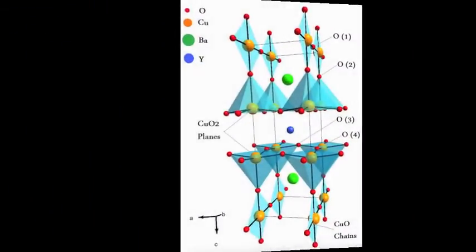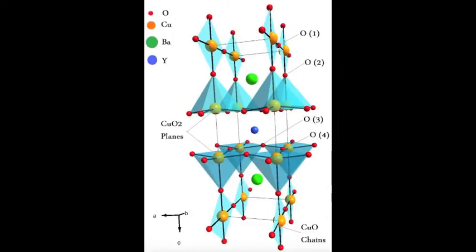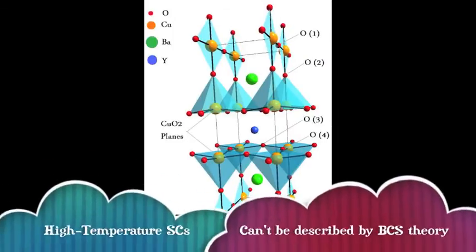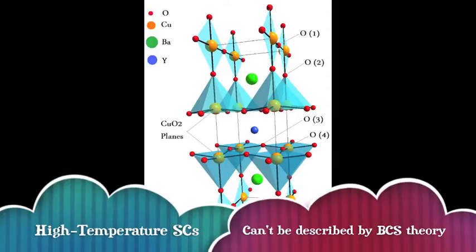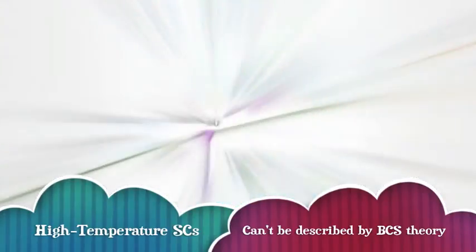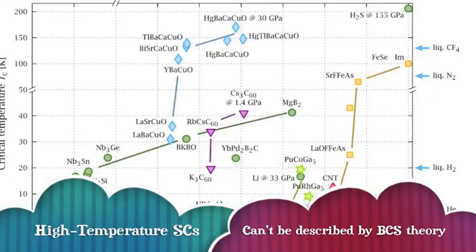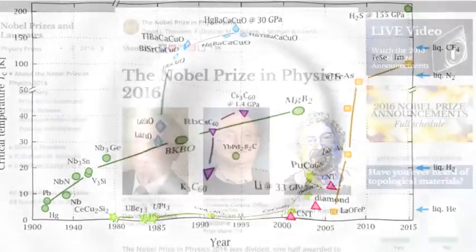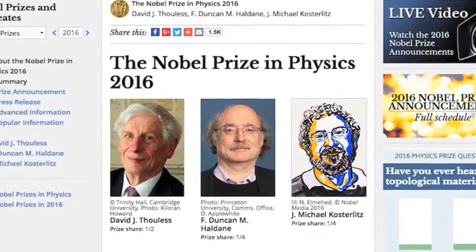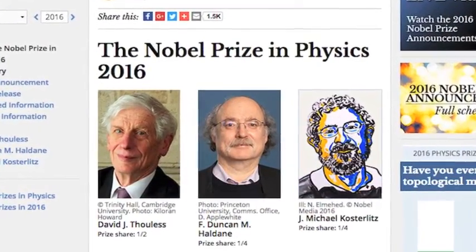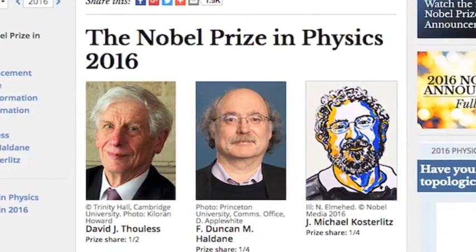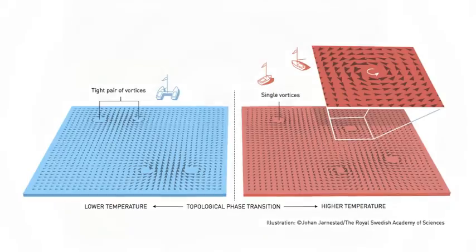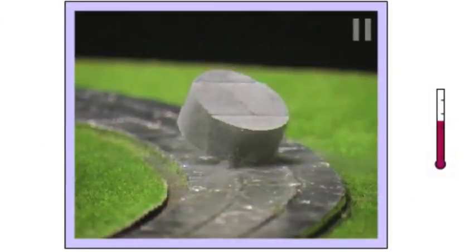And remember, BCS theory does not describe everything. High-temperature superconductors have been discovered, which defy all expectations of this theory. Their mechanism is not well understood yet, but scientists have been exploring their properties and complex structures. Finally, the 2016 Nobel Prize in Physics was awarded partly for showing how superconductivity could occur in two-dimensional systems using paired vortices. There is still a lot to learn.